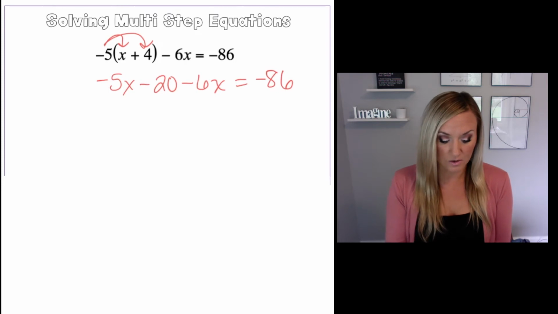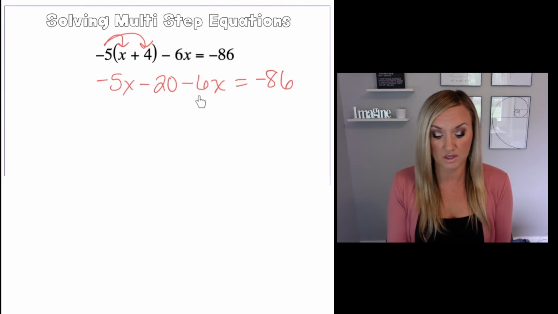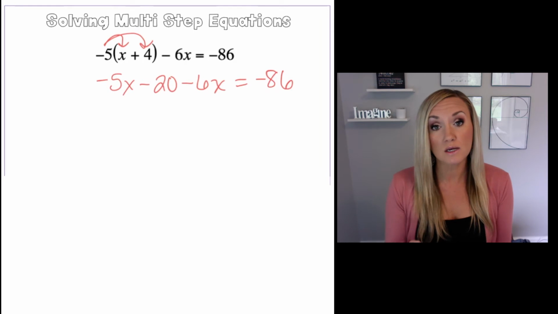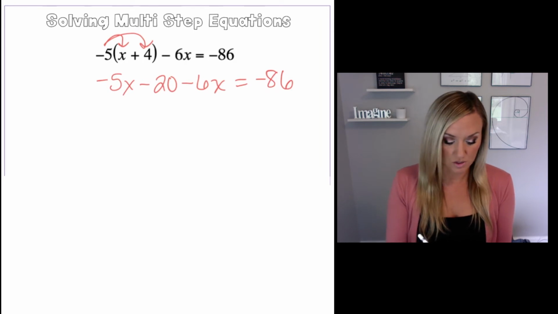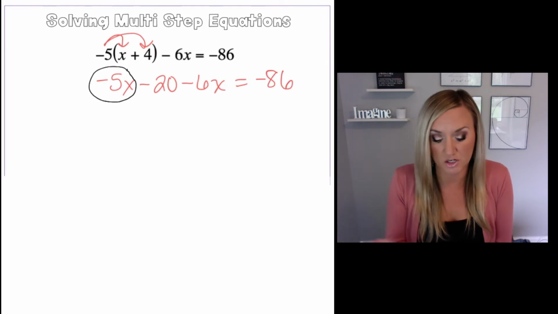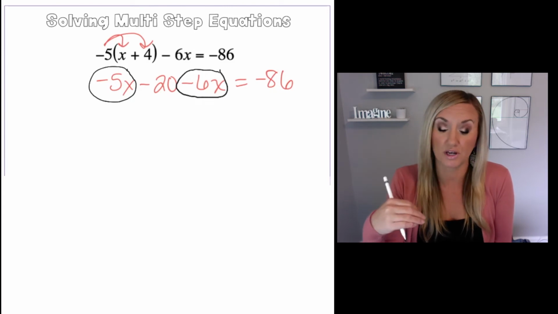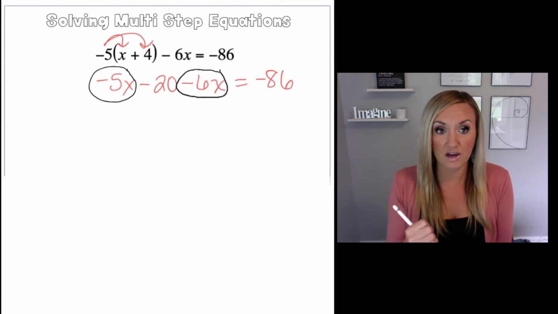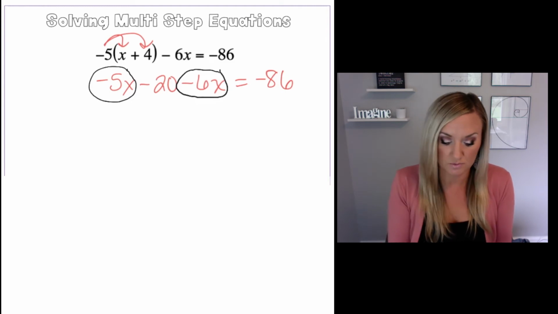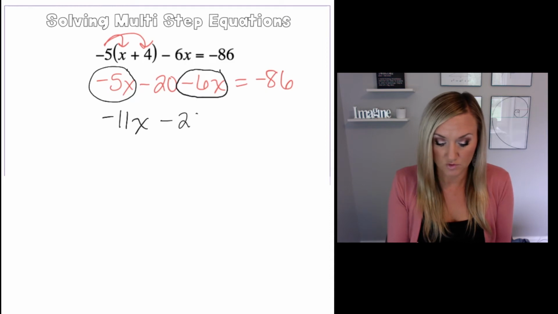Okay, so now let's take a look. This is our equal sign. Our goal is to get the x by itself. We have 2 x's, right, on the left side of the equal sign. So what we need to do is combine those like terms. When we combine them, I usually just circle them. That's just my strategy that works for me. And I always circle the sign that's in front so I don't forget about it. So I have a -5x and I have a -6x, which gives me a -11x. And then now I'm going to drop down the -20, and it equals -86.